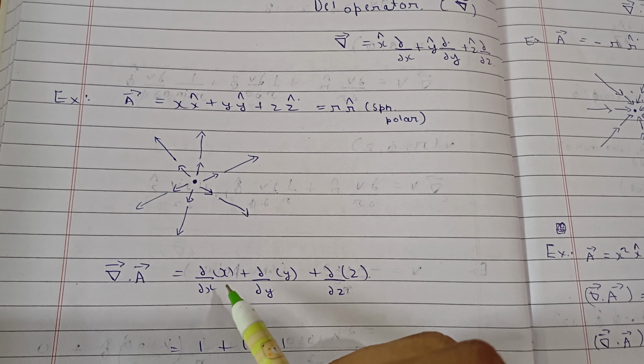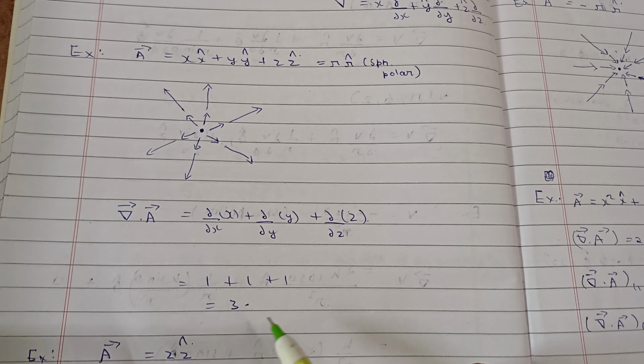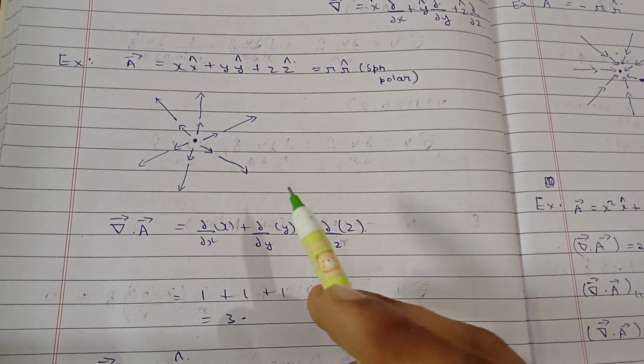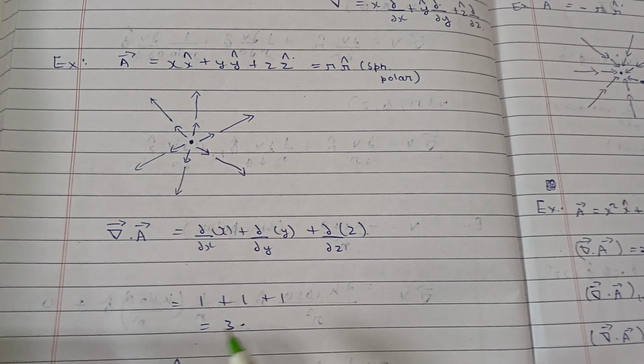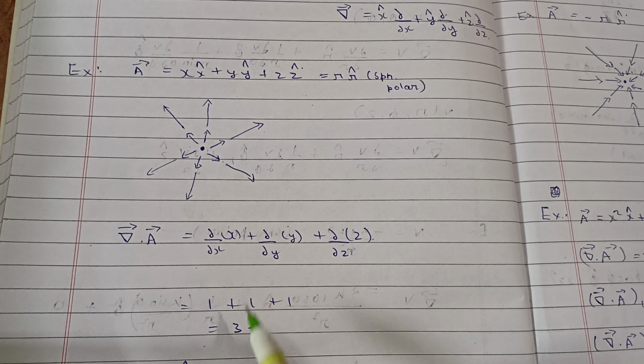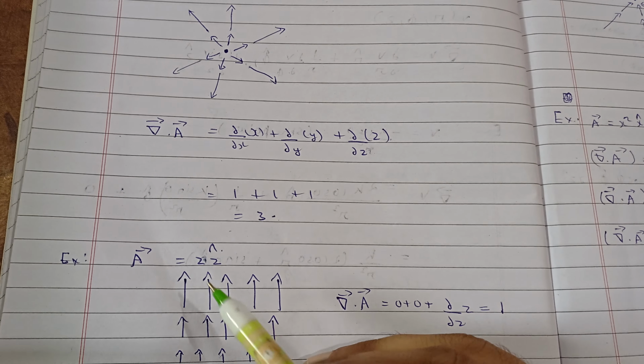This is just the formula. You will get 3. The positive value represents that divergence is positive, meaning it is going in the outward direction, or it is spreading. So that is the meaning of divergence. If it is positive, it means it is spreading. Now let's take this example.